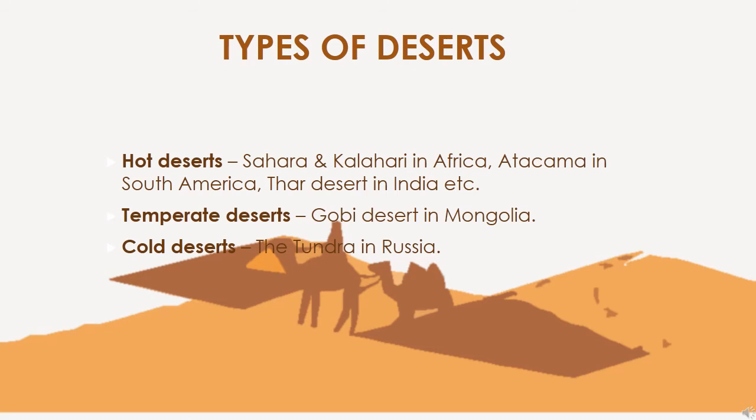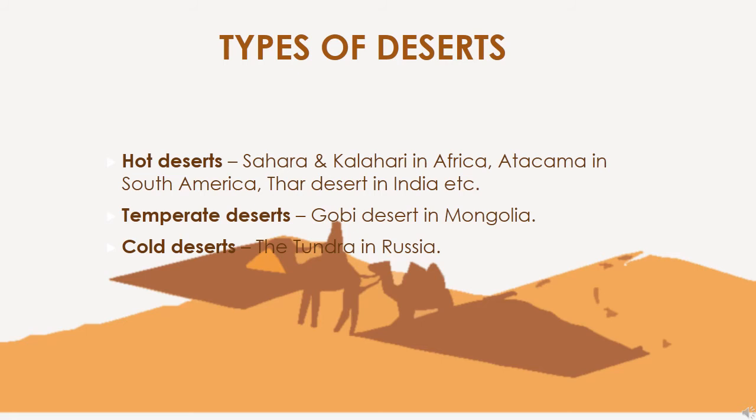Now, what is temperate desert? We will understand temperate and cold deserts gradually after this. But let us tell you one example of temperate desert, and that is Gobi Desert in Mongolia, that is in China. One of the examples of cold desert is the tundra in Russia, which is in Europe. So these are three types of deserts.